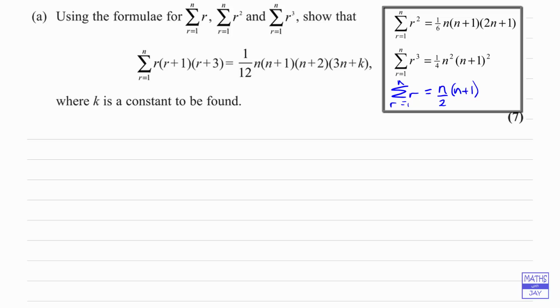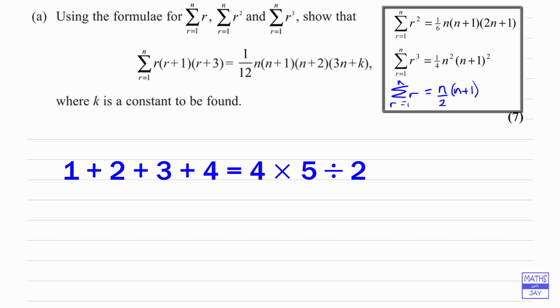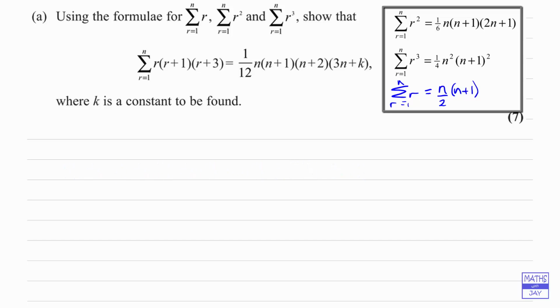So for example, if you want to add up the numbers 1, 2, 3 and 4, you could do that by multiplying 4 by 5 and divide by 2. Another way of remembering it is if you look on the line above here, we're really square rooting the sum of r cubed, aren't we? It just so happens that that works out nicely. So square rooting 4 we get 2, square rooting n squared we get n, and square rooting n plus 1 squared we get n plus 1. So however you remember it, that's your formula.